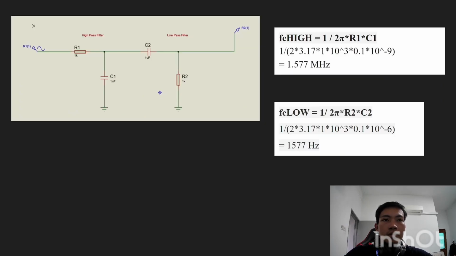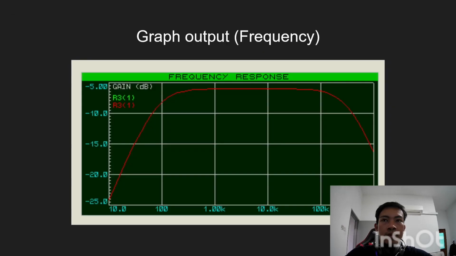We can substitute these into the FC high and FC low formulas. We get the high frequency, which is 1.577 MHz, and FC low 1577 Hz. This is the graph of the output frequency that we get from the simulation. We can see that the graph climbs up and stays at 1577 Hz and then climbs down back at 1.577 MHz. That shows that the circuit only allows frequencies from 1577 Hz until 1.577 MHz. That's all for me.